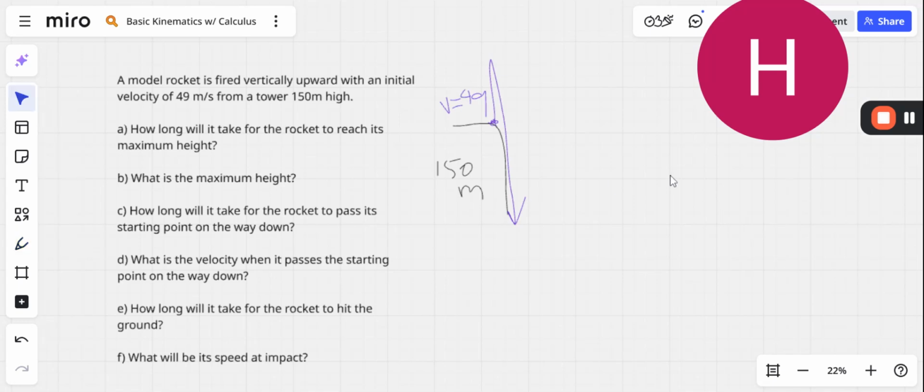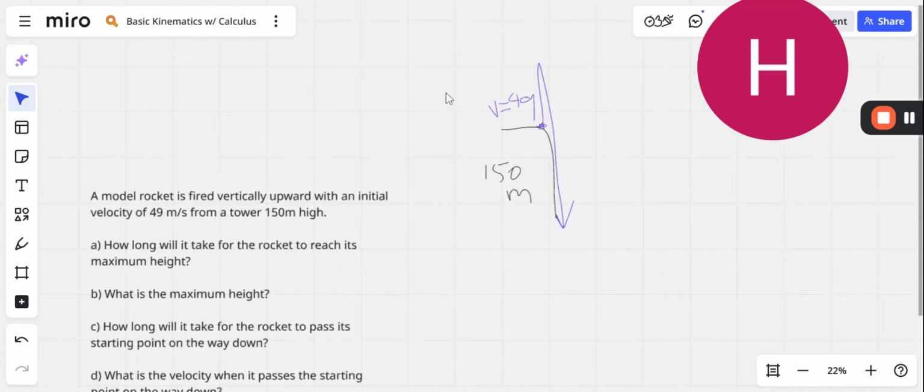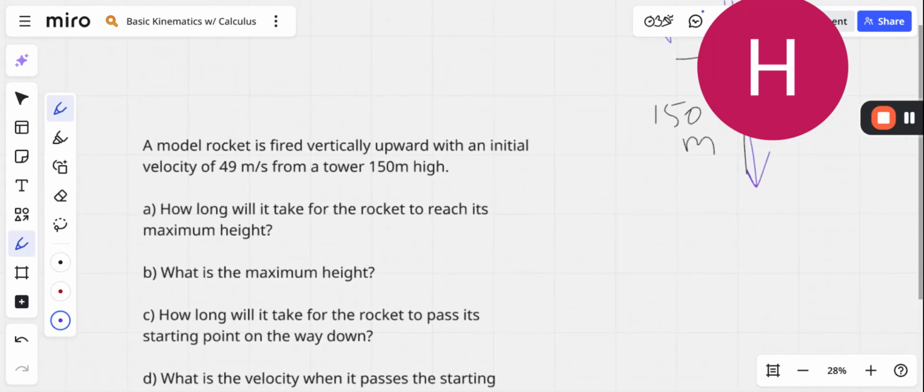Okay, so that's regardless of what parts of the question I'm answering. That's just true for this entire situation. It's going to hit the ground at some point. It's going to reach a highest point. So the question is, how do we answer these questions?